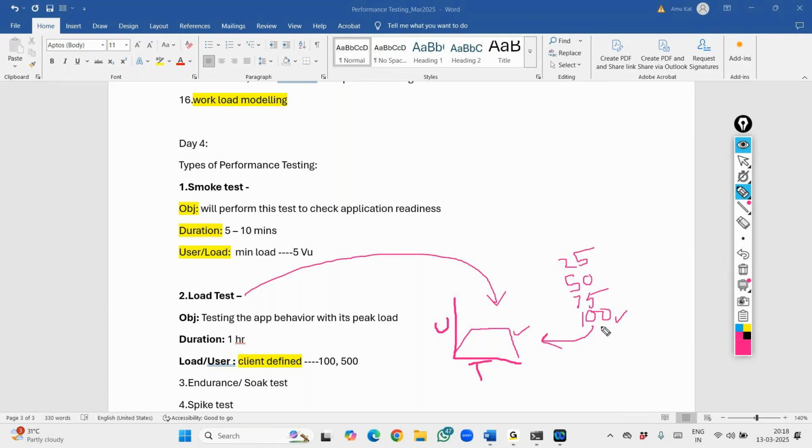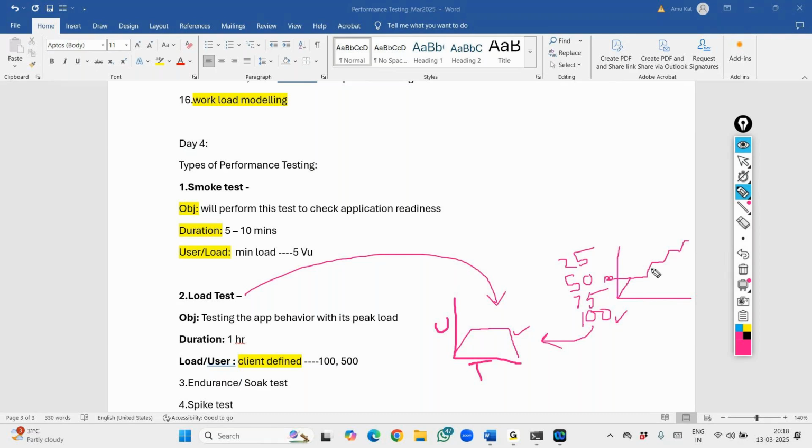But in a few situations, the client asks us to go ahead and check exactly the breakdown point. Suppose let's take this is 100, and we are running our application with 100. We checked all the metrics, everything is fine. Then we will be adding a few more users into the application and running again, then again adding a few more users.